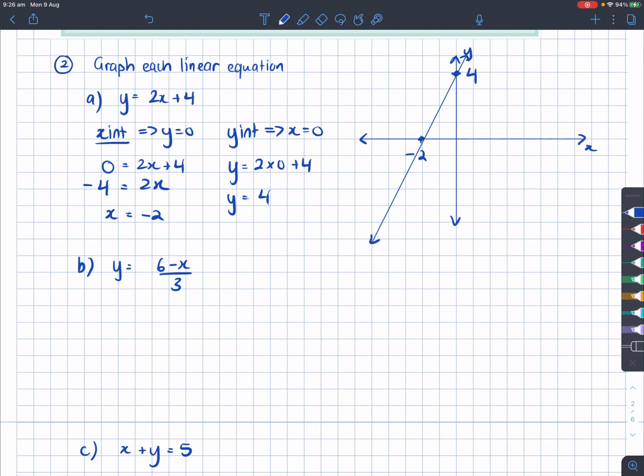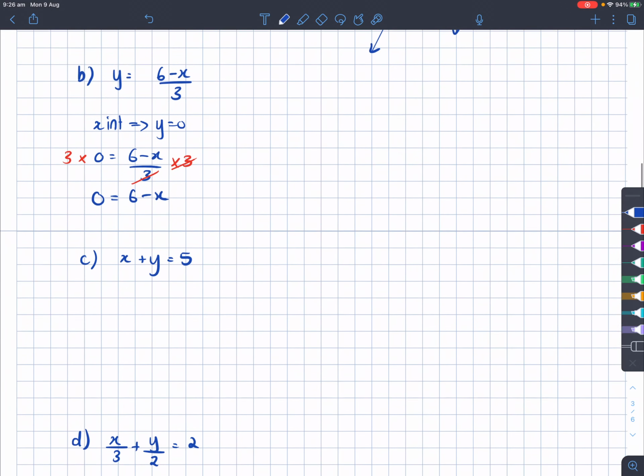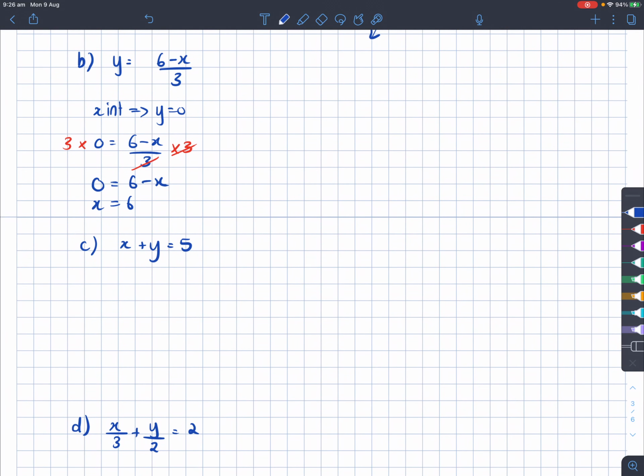Let's do the same thing with the next one. So if I find out my x-intercept of y equals 6 minus x over 3, I'll have to make y equal 0. So 0 equals 6 minus x over 3. So I'll times 3 to both sides to get rid of that denominator. There we go. And so 0 equals 6 minus x, which means that x equals 6. Then if I was to find out my y-intercept, just by making x equal 0, then y would equal 6 minus 0 over 3. So y would equal 6 over 3, which is 2.